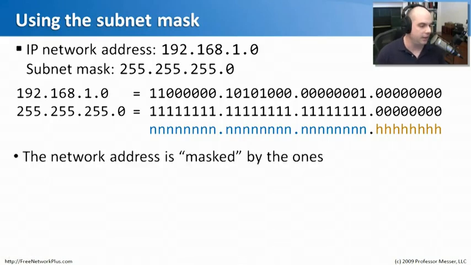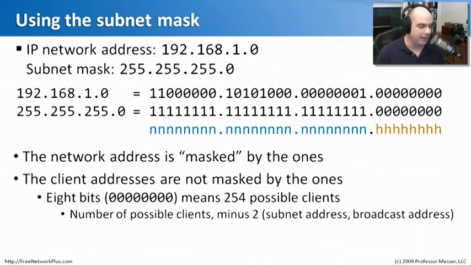So let's do some calculations here. If we know that our network is what is masked by the ones, and the client addresses are not masked by the ones, then we've got these 8 bits available. That means we can have 254 possible client systems or devices on this particular subnet. The reason it's 254, not 256, is because you take the total number of host bits available, and if we add all of that up, it comes out to 0 to 255, or 256. We take 2 away from that. One of those addresses is going to be a subnet address. The other is going to be a broadcast address. And you're going to do this every time you calculate what this subnet's about.